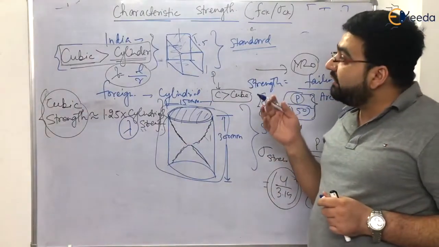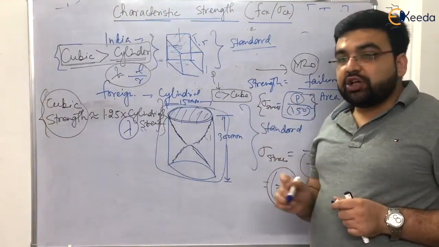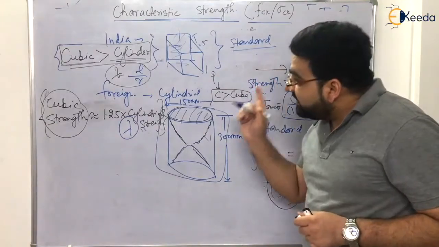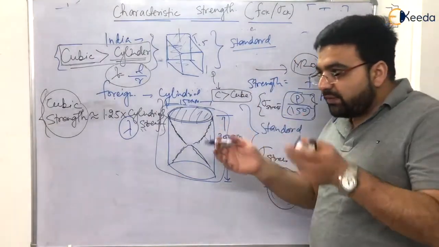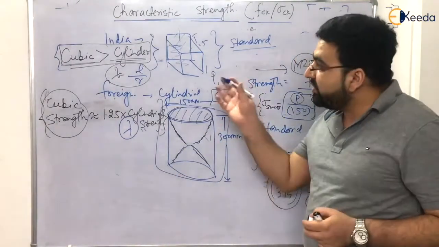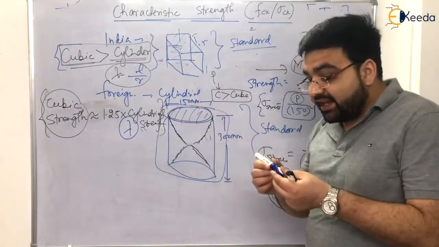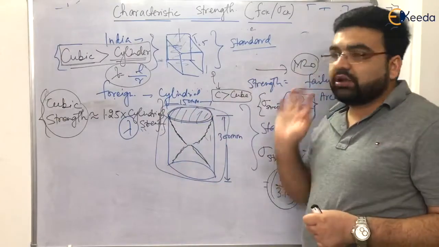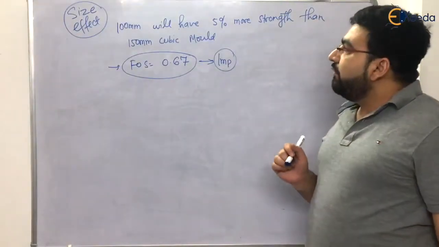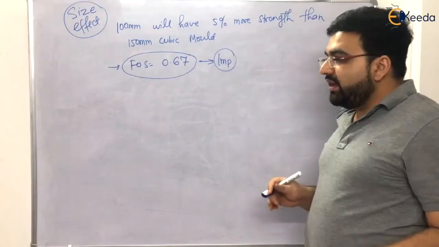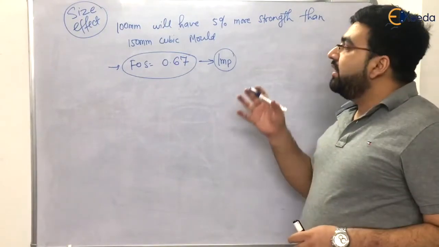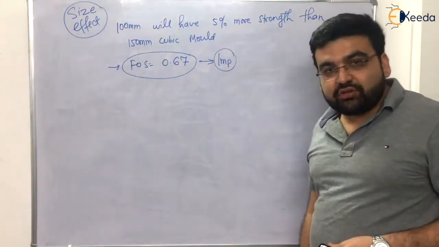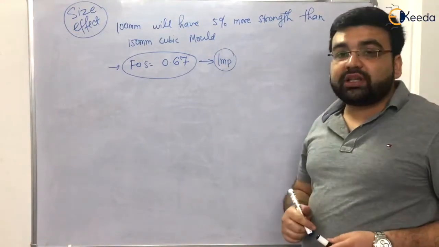Will my strength increase or will it decrease? So it has a change in the strength. The size of the mold has a change in strength. How much is the change? Let us discuss. And what is the factor which we apply to counter that change? That we will also discuss. Now let us see what effect a smaller mold will have on the characteristic strength. What is the effect of a smaller mold on the characteristic strength?